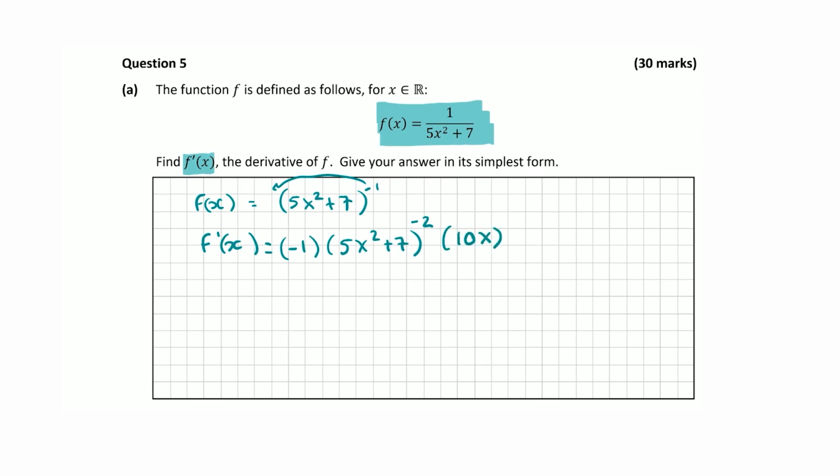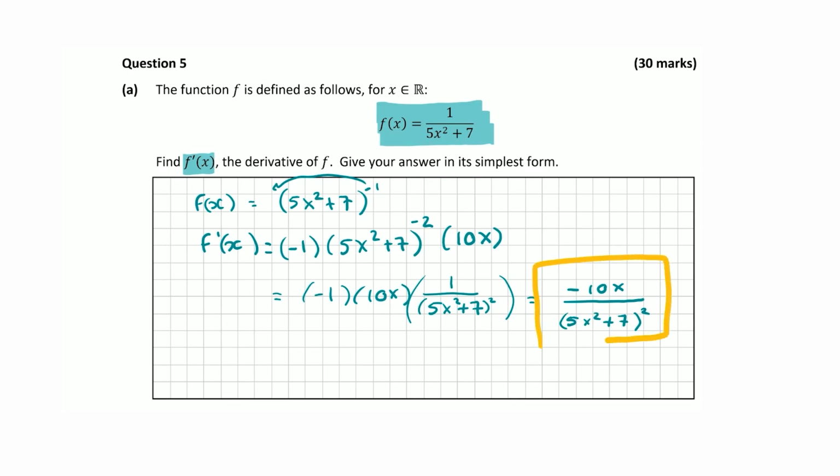So now we want it in its simplest form. So how are we going to do that? So 5x squared plus 7 to the power of minus 2 is the same as 1 all over 5x squared plus 7 to the power of 2. Okay, so we have minus 1 by 10x by 1 over 5x squared plus 7 to the power of 2. Okay, so we are going to have minus 10x all over 5x squared plus 7 to the power of 2. That's our final answer, so I'm going to draw a nice neat box around it. And for this answer here, you're going to get a total of 15 marks.